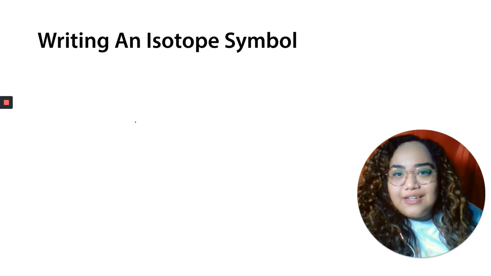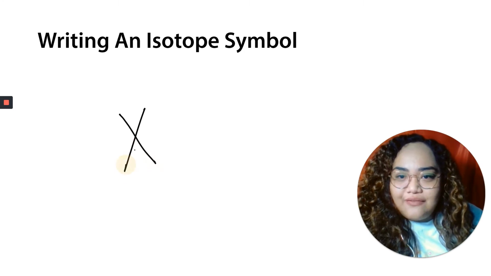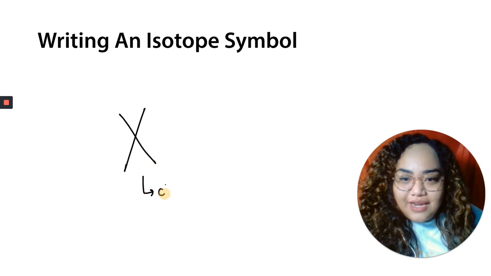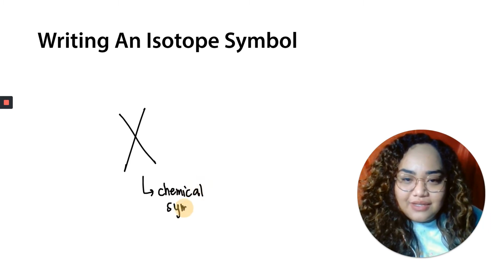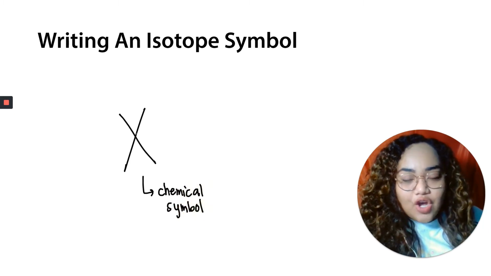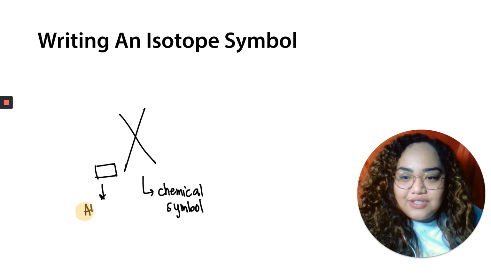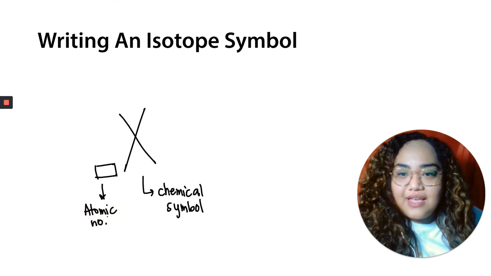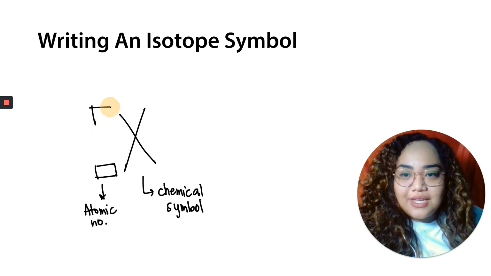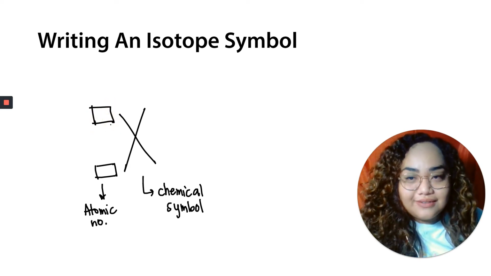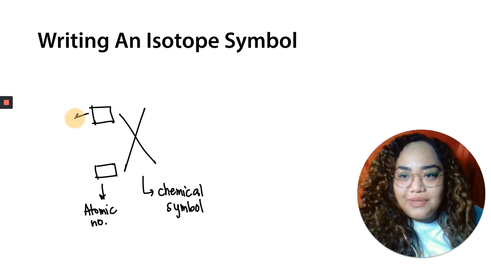In writing an isotope symbol, you will have the chemical symbol right in the middle. On the lower left side of this will be the atomic number, and on the upper left part will be your atomic mass.